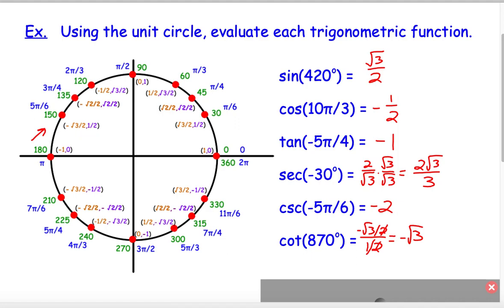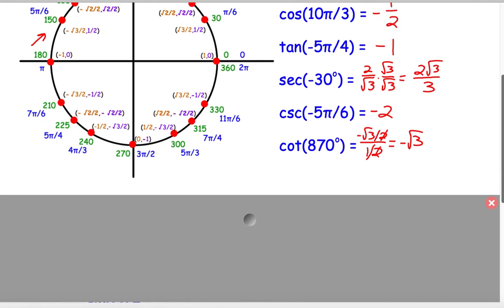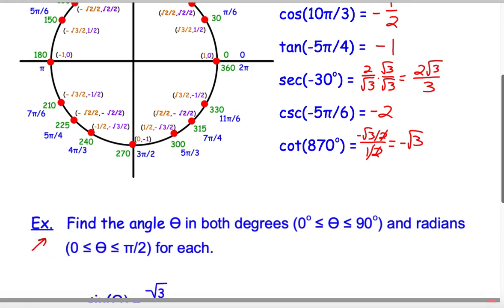All right, let's look at a different type of example. This says, find the angle theta in both degrees and radians. And notice that my answer is going to be between 0 and 90 degrees when I give my answer in degrees, and it'll be between 0 and pi over 2 when I give it in radians.